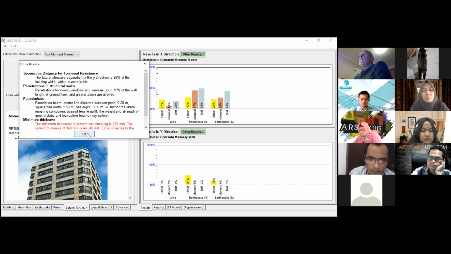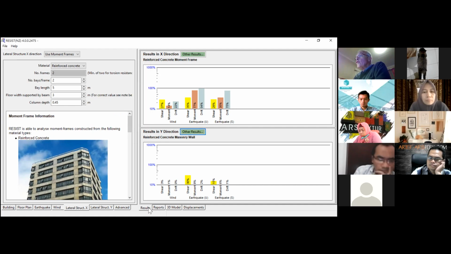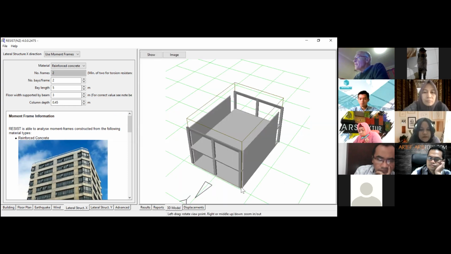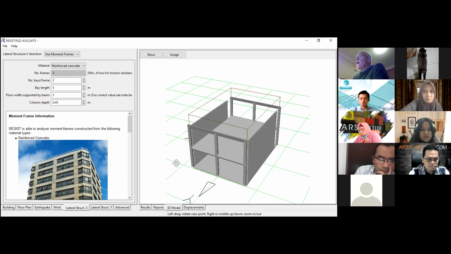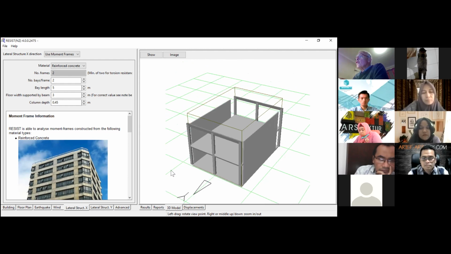And so that can be solved quite easily by just using the columns of the moment frames. You know, they are deep enough at each end of the wall to stop the walls from buckling during an earthquake. So this would be my suggestion to the student to, you know, improve the design.